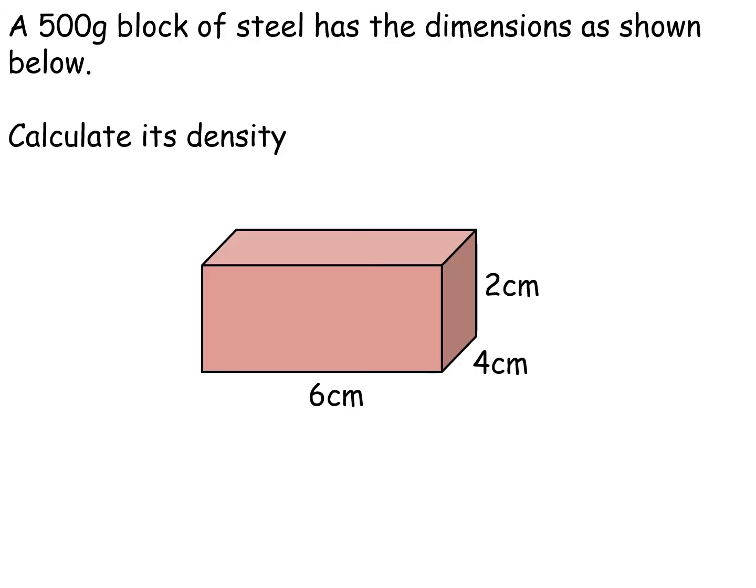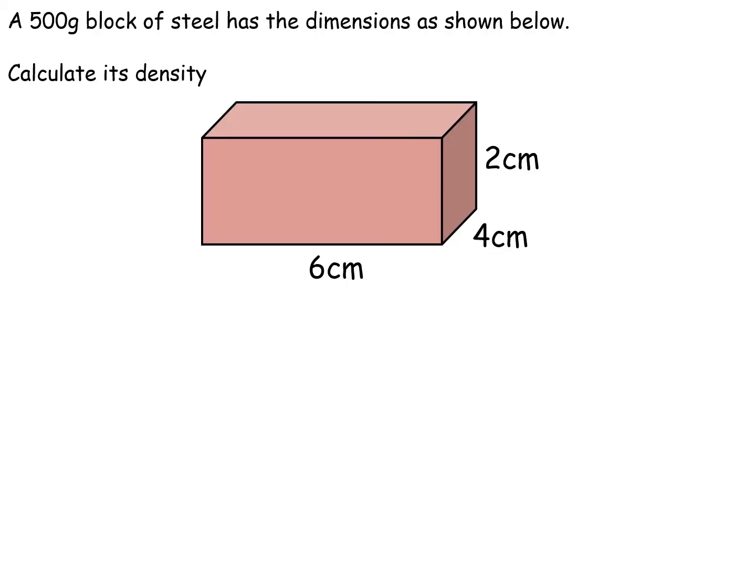Okay, so let's look at a worked example to see how we calculate the density of an object. We've got a 500-gram block of steel, which has dimensions as shown below. It's 6 centimeters by 4 centimeters by 2 centimeters. Calculate its density. Now, if you feel confident, have a go of it yourself. If you're not sure, I'll take you through the calculation in the next slide. So first of all, we know that our KFC technique, we have m is 500 grams, and we need to find the density, so therefore we need to find the volume.